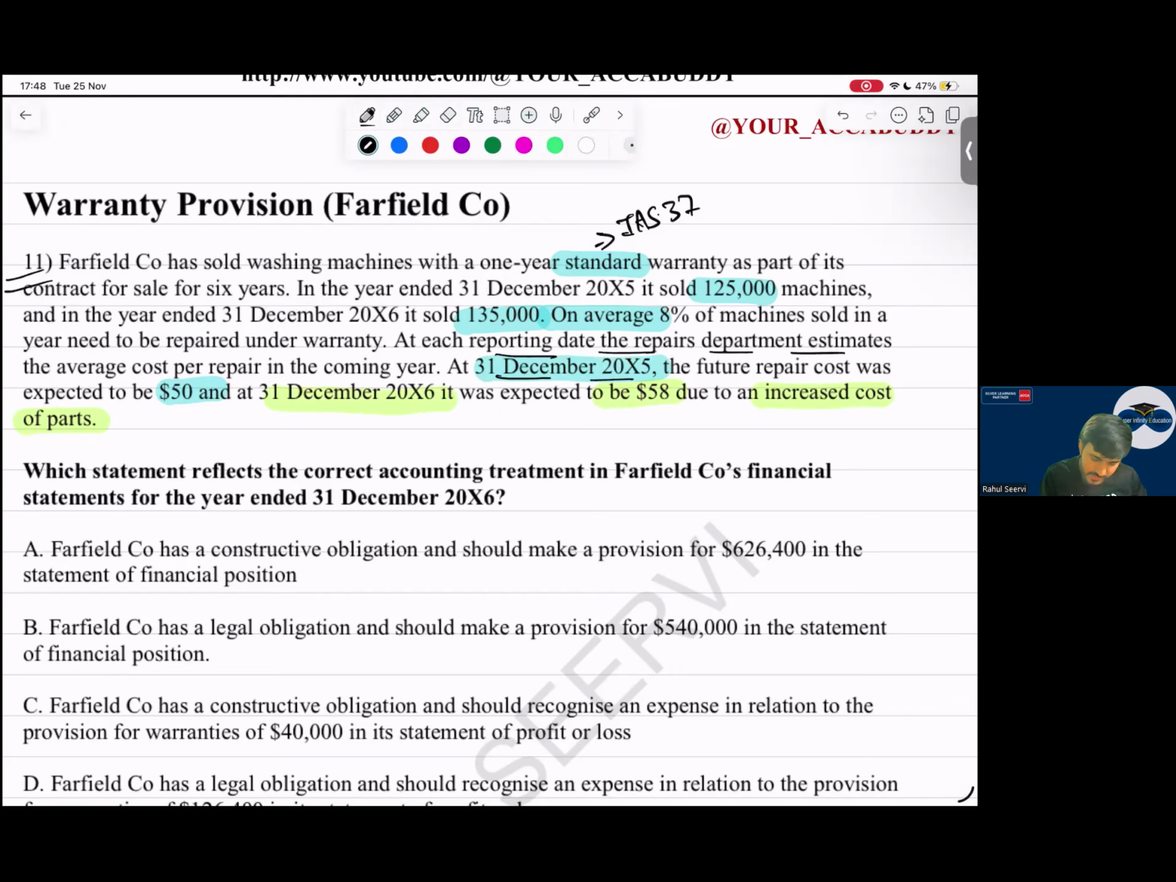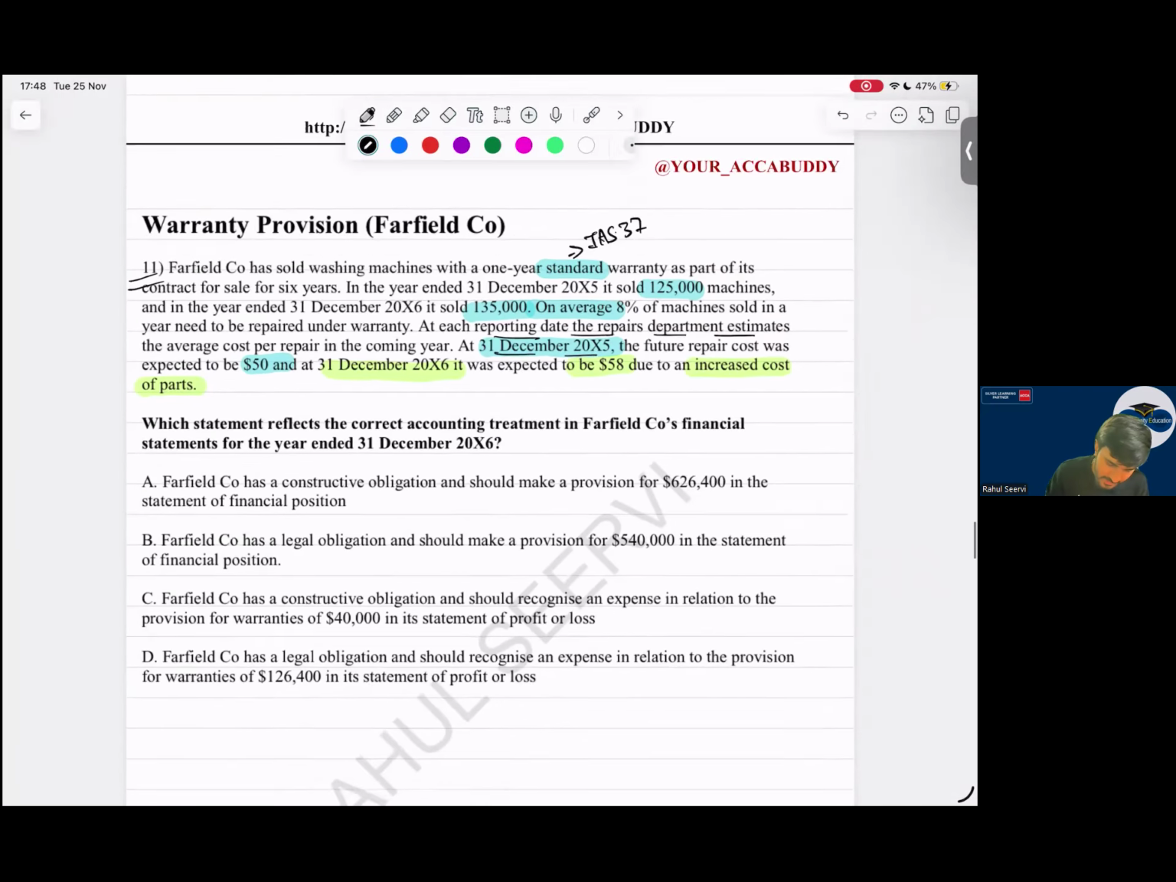Then which statement reflects the correct accounting treatment in F's financial statements for the year ended 31st December 2006? So you're asking what is the correct accounting treatment. Now, the machines which we are selling carry a warranty for 6 years. Now see here everyone, how many machines are damaged in 2005?